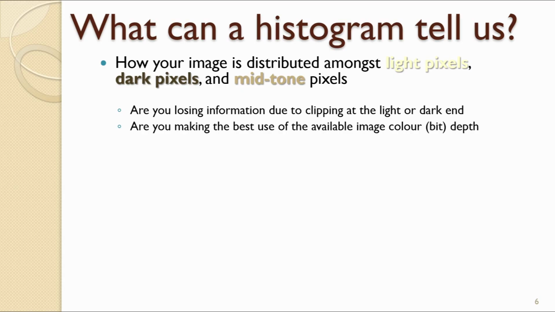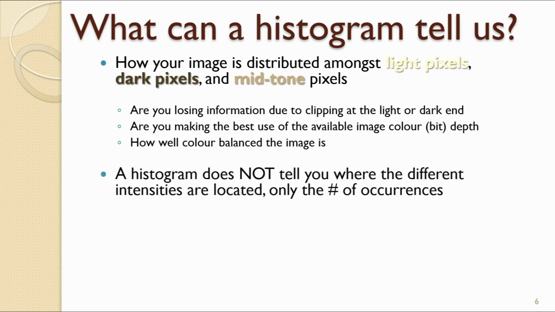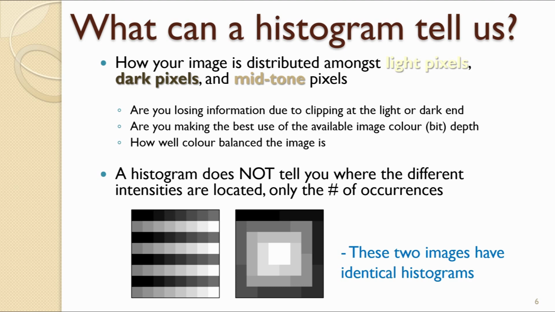You can also use a histogram to tell how well color balanced your image is when you compare the histogram for each of the image's color channels. What the histogram does not tell you is where those pixels are located in the image. For example, these two images on the bottom of the screen have exactly the same histogram.